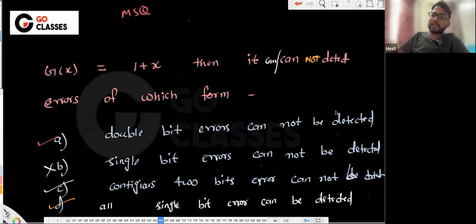So option A, double bit error cannot be detected. See, any double bit error is x power i plus x power j. If the error is in i and j, you put x equal to 1, you will be getting 0, which means you cannot detect it. You are able to divide this. If you are able to divide, you cannot detect it. That's why you will say that yeah, that is the correct answer, right?